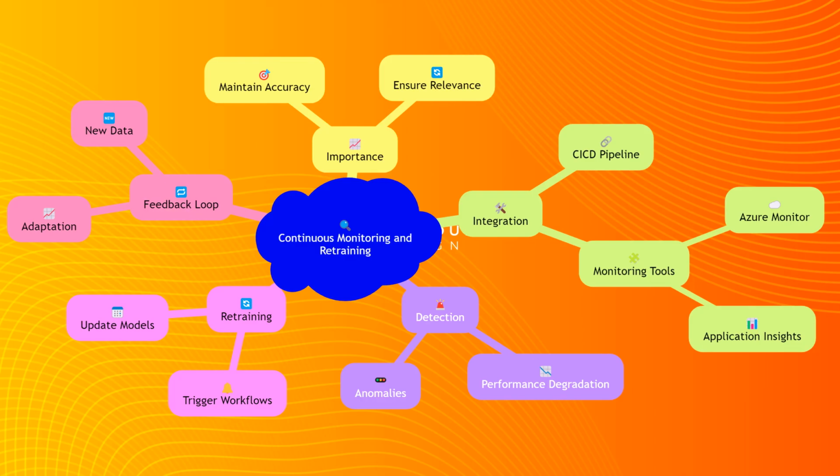Continuous monitoring and retraining of machine learning models are essential to maintain their accuracy and relevance. Integrate monitoring tools within the CI/CD pipeline to track model performance and detect anomalies. Azure Monitor and Application Insights can be used to collect and analyze metrics related to model performance. When performance degradation is detected, trigger retraining workflows to update models with new data. This continuous feedback loop ensures that models remain effective and adapt to changing data patterns over time.